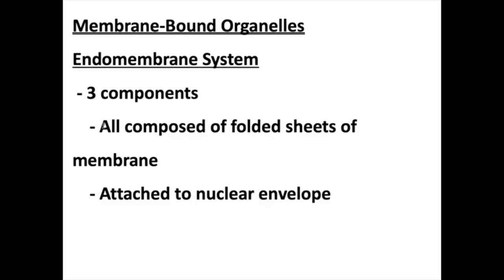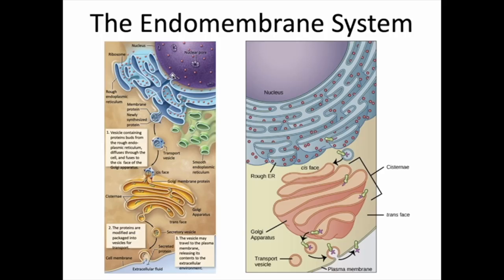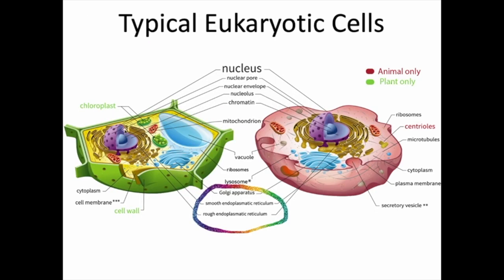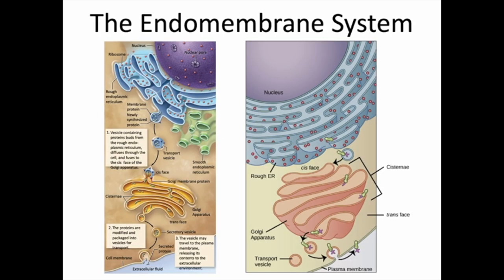So to summarize that, there are three components to the endomembrane system. They're all made of folded sheets of membrane. And yeah, this system as a whole is attached to the nuclear envelope. We kind of see this here, how it's associated with the nucleus, and we can see it in the big overview here, how these folded membrane sheets are associated with the nucleus. So what does this actually do? Because it is pretty big, it is pretty impressive looking. The overall function of the endomembrane system is to modify and transport proteins.